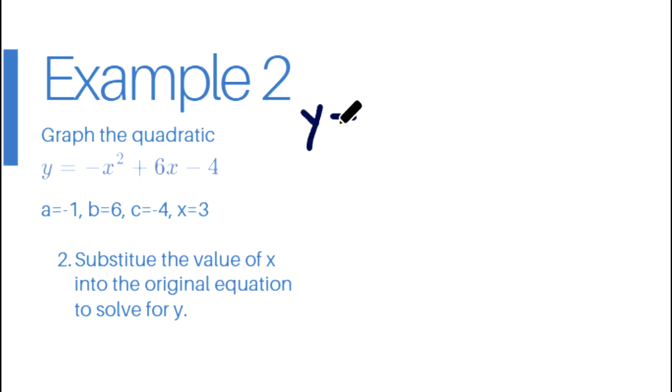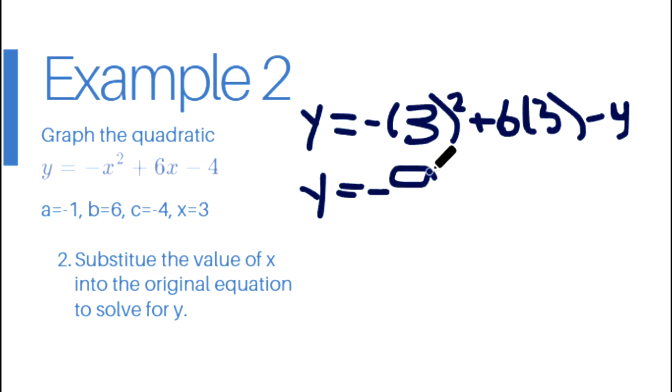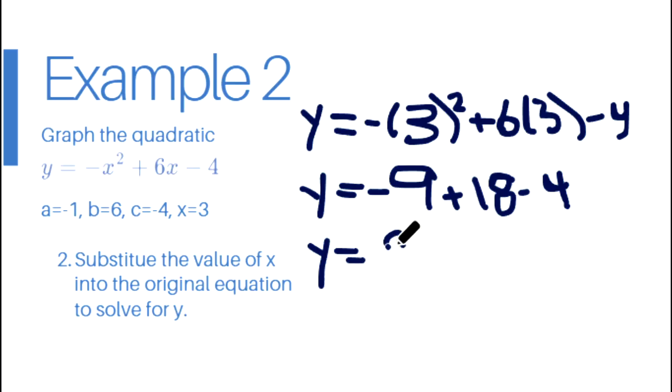Substitute the value of x into the original equation to solve for y. So we have y equals negative 3, because that's the number we figured out, squared, plus 6 times 3, our new value for x, minus 4. That gives us y equals 3 times 3 is 9. That negative does not get included in this, it's outside the parentheses, so the negative gets dropped down. We have negative 9 plus 6 times 3 is 18, minus 4. So y equals negative 9 plus 18 gives you positive 9, minus 4 will give us y equals 5.